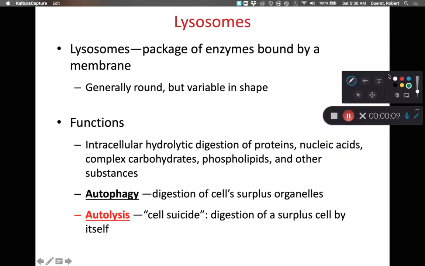All right, let's dive into it. Class, in this recording, we're going to focus on some membrane-bound organelles. First on the docket, we have the lysosome.